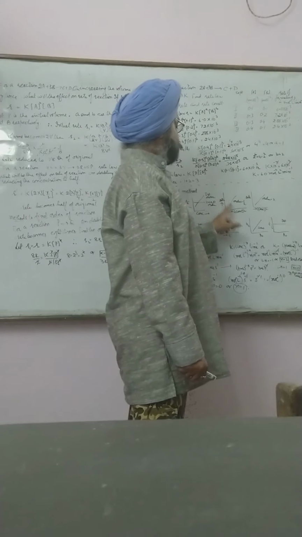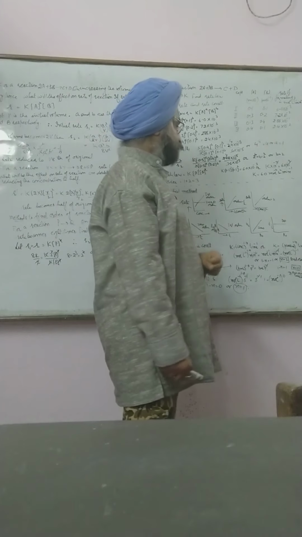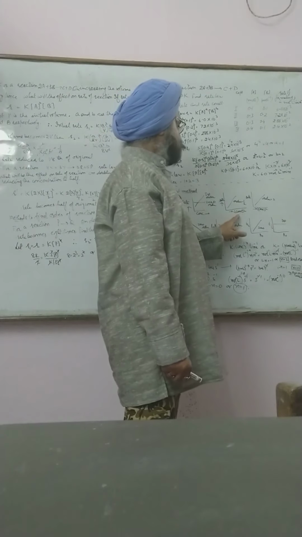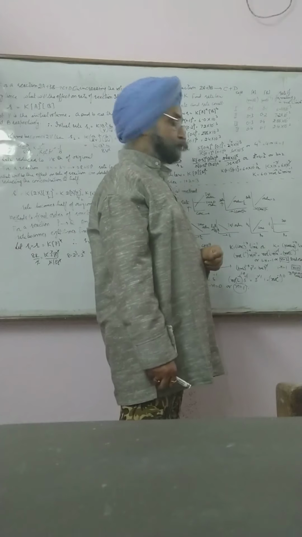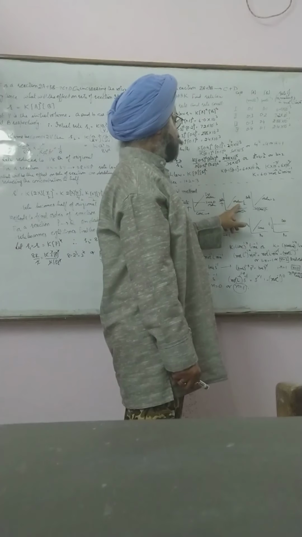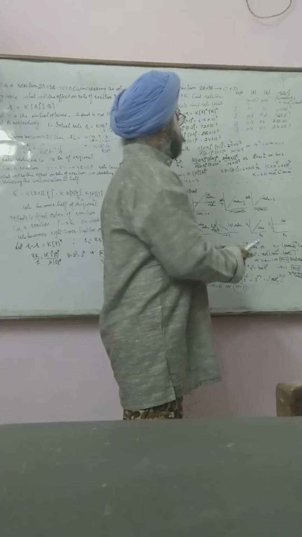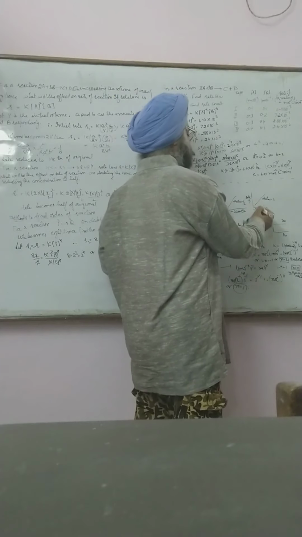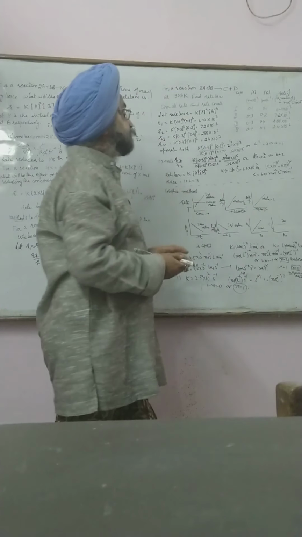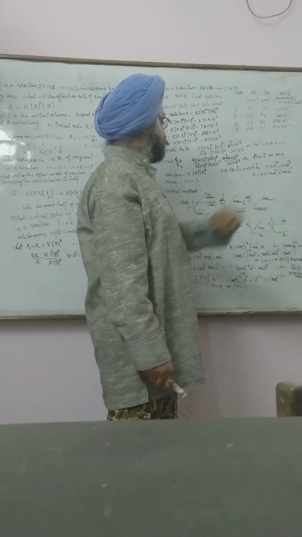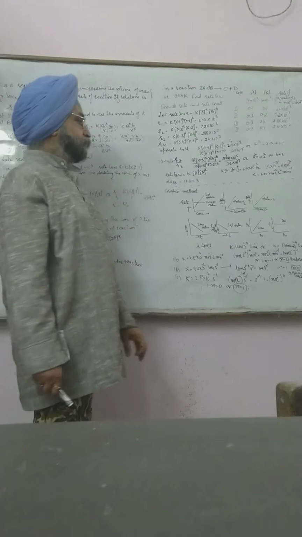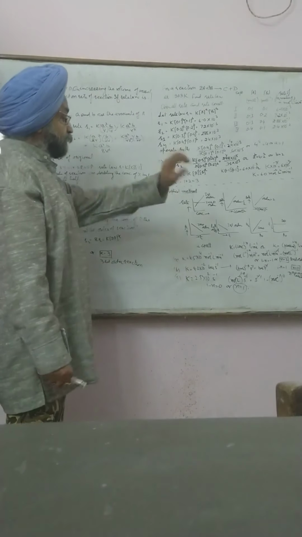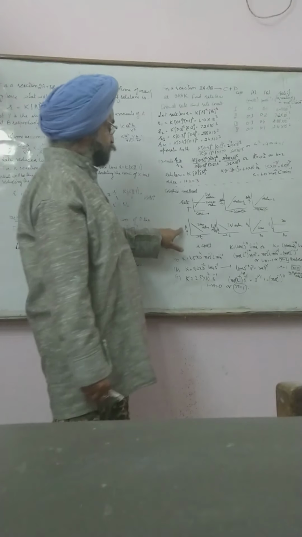Rate against square root of concentration: here rate is directly proportional to concentration power 1 by 2, so the order of reaction is 1 by 2. And in this case, rate is directly proportional to concentration square, and hence the order is 2. Another graphical method is this one.